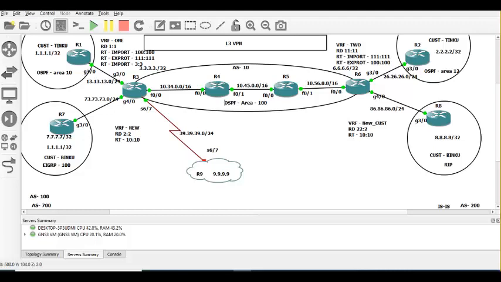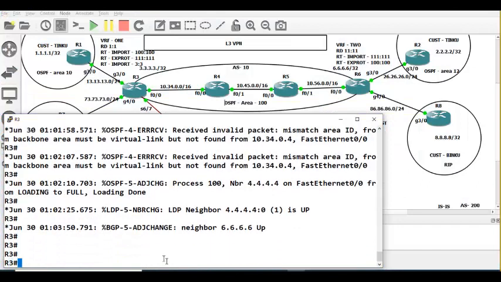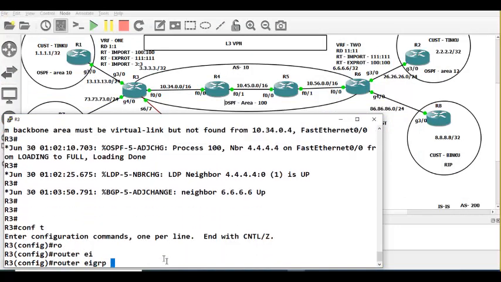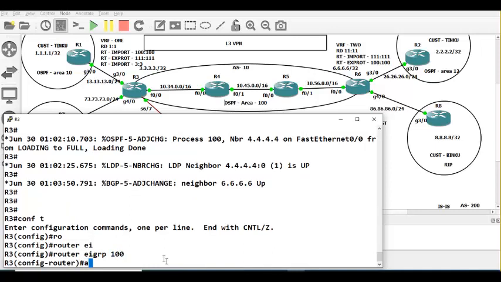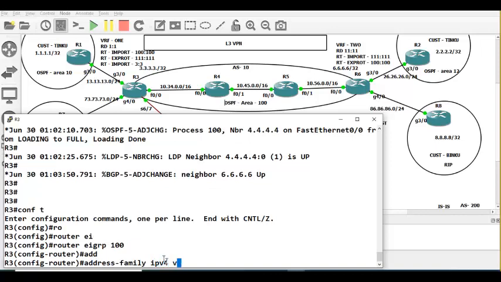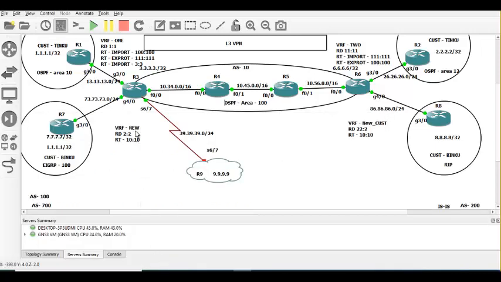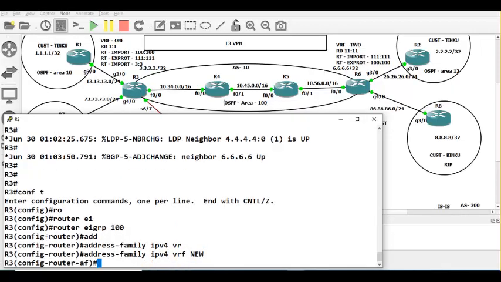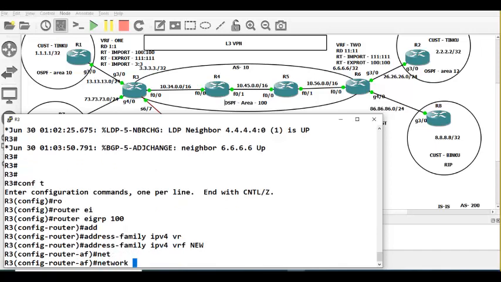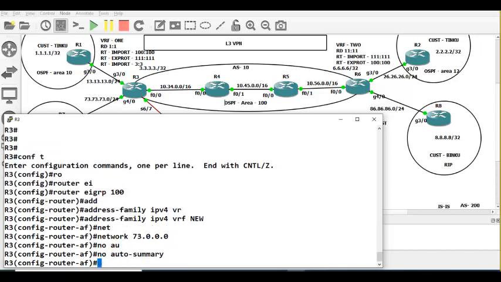Let's begin from R3, EIGRP. Router EIGRP, the autonomous system number matters: 100. Here we have a command called address-family ipv4 vrf. We have to give the VRF name. What is the VRF name? I think it is new. Let me check. Yeah, here I have written new. Under this address family only I have to say network 7.7.7.0. You will be seeing a neighbor coming up now.